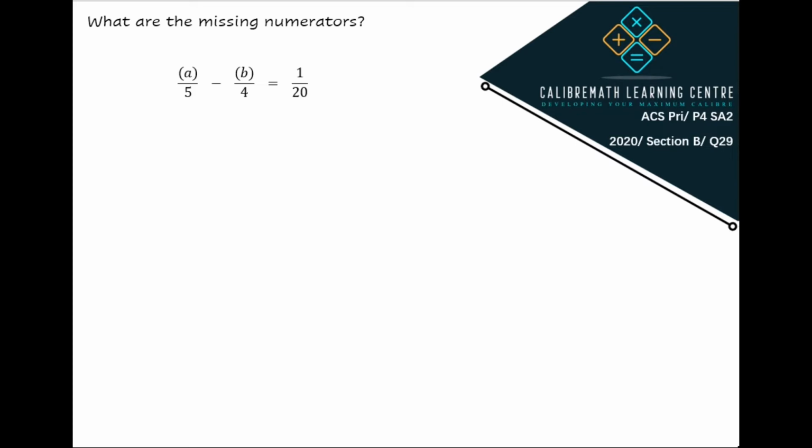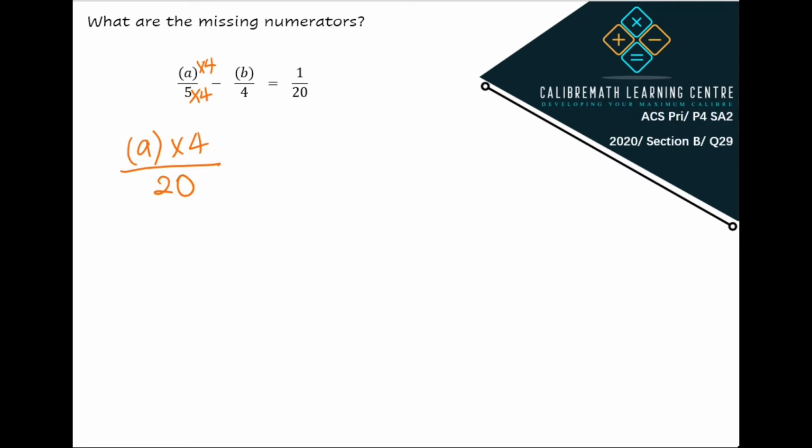So first, let's take a look at the denominators. We have 5 and 4. You should know that to subtract the two fractions, we will need to change the denominators to be the same before we can do the subtraction. So we will need to multiply 5 by 4 to make it 20. And so we're going to do the same thing to the numerator. We will get the original number multiplied by 4, and the denominator becomes 20.